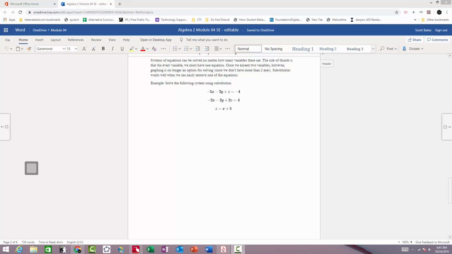Just read the text from our note page here. Systems of equations can be solved no matter how many variables there are. The rule of thumb is that for every variable, we must have one equation. Once we exceed two variables, however, graphing is no longer an option for solving since we don't have more than two axes. Substitution works well when we can easily remove one of the equations. So right here we have solved the following system using substitution.